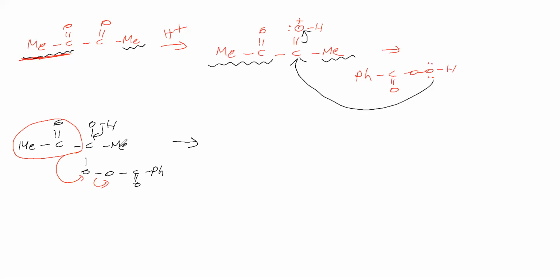Either MeCO or this methyl. This methyl also can migrate, no? So will methyl migrate or MeCO? MeCO will migrate because of the pi bond. Because of the pi bond, MeCO has higher migration tendency than Me. Therefore, O will be introduced at this place. Therefore, the product is this one. This is the product we can say.